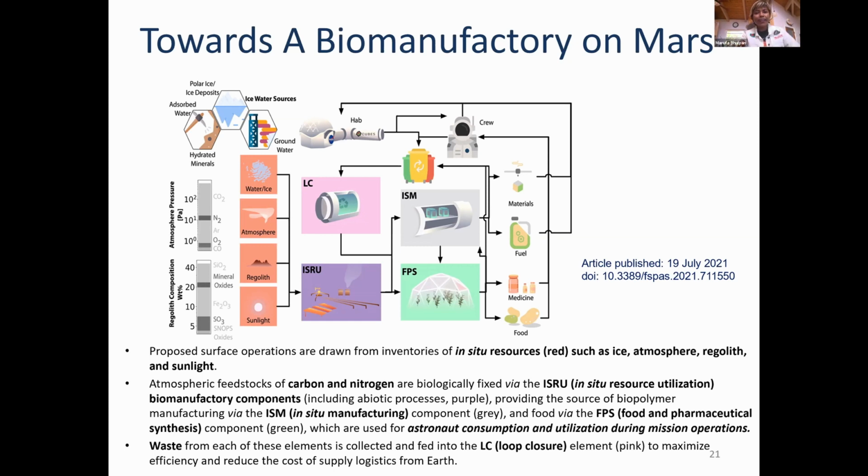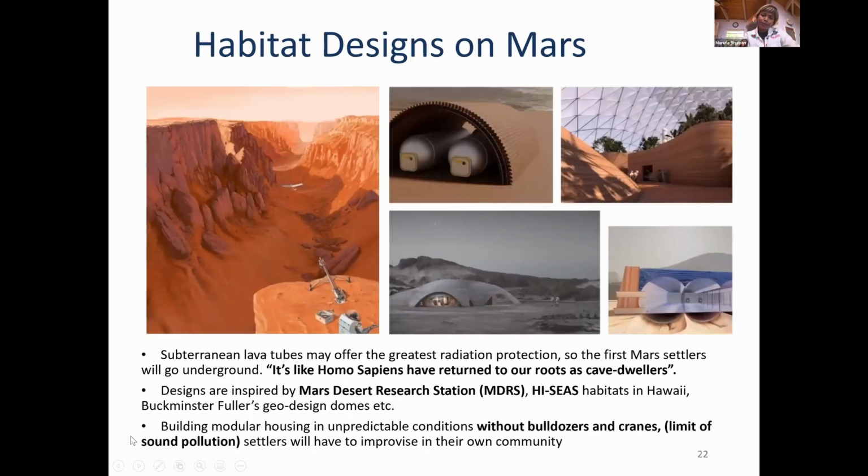Okay, habitat designs. Basically we can follow MDRS designs or HI-SEAS in Hawaii, but we have to think about radiation and all these things. And the matter of pollution, like sound pollution we caused on Earth, those things will be strictly monitored and controlled, like how much we pollute water, air and sound.